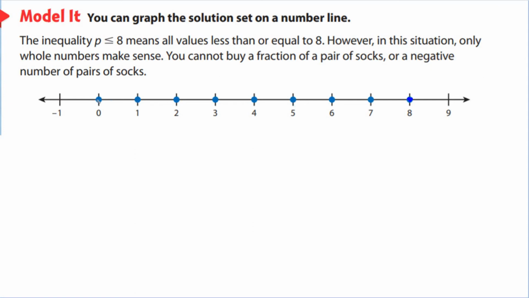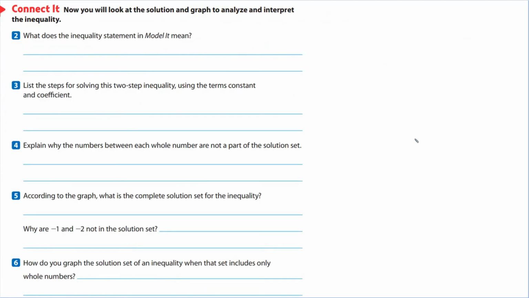All right, or he can buy 0. He doesn't have to buy any, but he cannot buy negative. So all the numbers to the left of 8, except the negative ones, because of this situation. Now let's connect it all. Now you will look at the solution and graph to analyze and interpret the inequality.